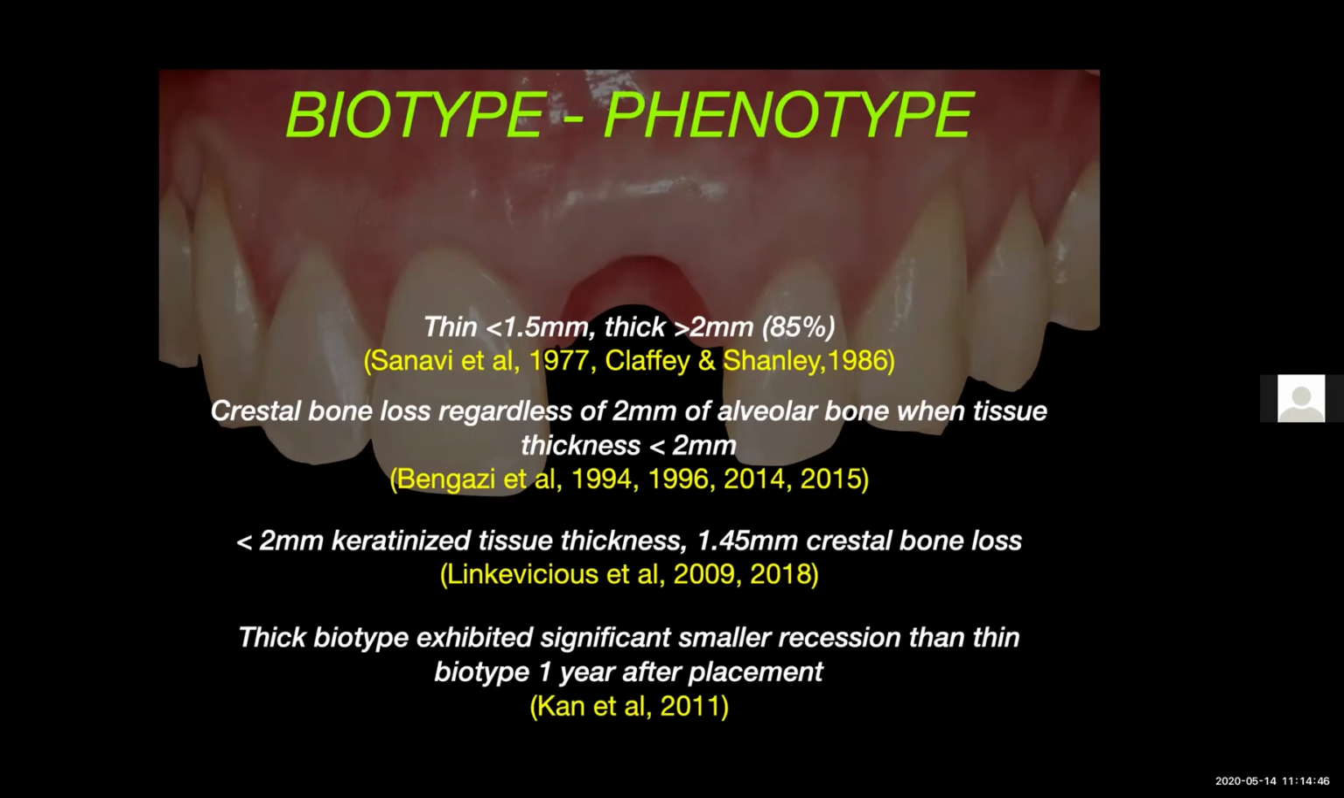And similarly, Lindhe's group found that patients with less than 2 millimeters of keratinized tissue have on average 1.5 millimeters of bone loss surrounding the implants. A study of soft tissue surrounding anterior implants by Chokhan also showed that a thick biotype group has significantly smaller recession 1 year after implant surgery. So from the literature point of view, keratinized tissue is important to maintain the biological stability of bone and tissue surrounding the implant.